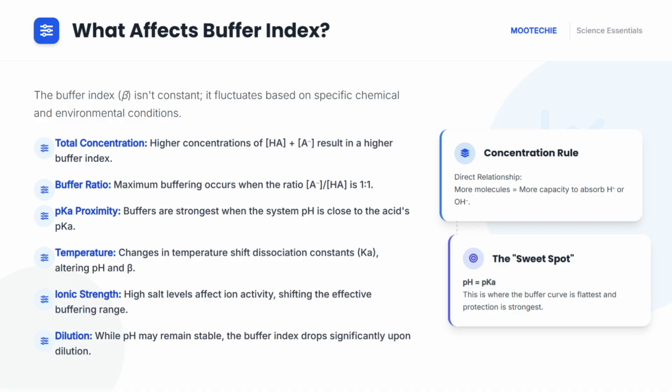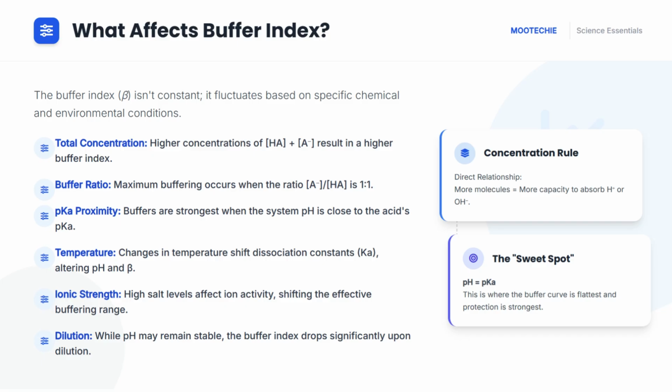pKa proximity matters. Buffers are strongest when the system pH is close to the acid's pKa. Temperature changes can shift dissociation constants Ka, altering pH and beta. Ionic strength plays a role. High salt levels affect ion activity, shifting the effective buffering range. And dilution has an effect. While the pH may remain stable, the buffer index drops significantly upon dilution.